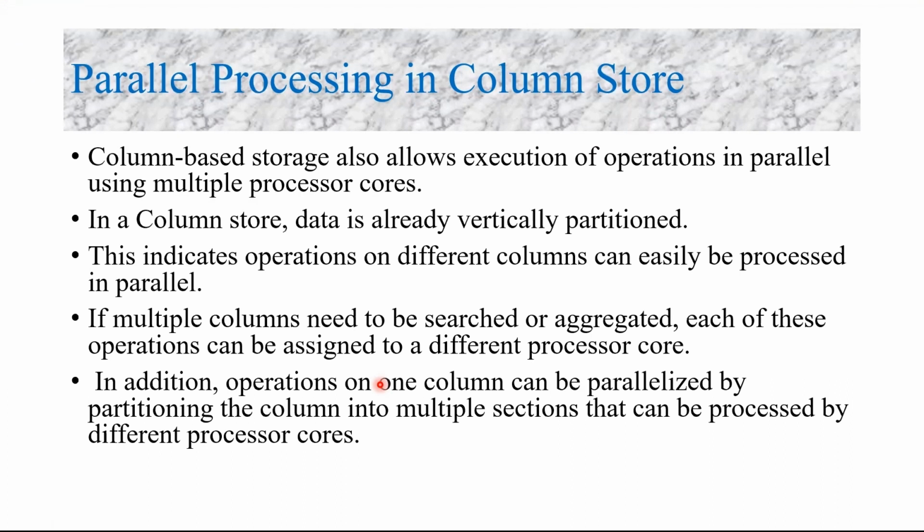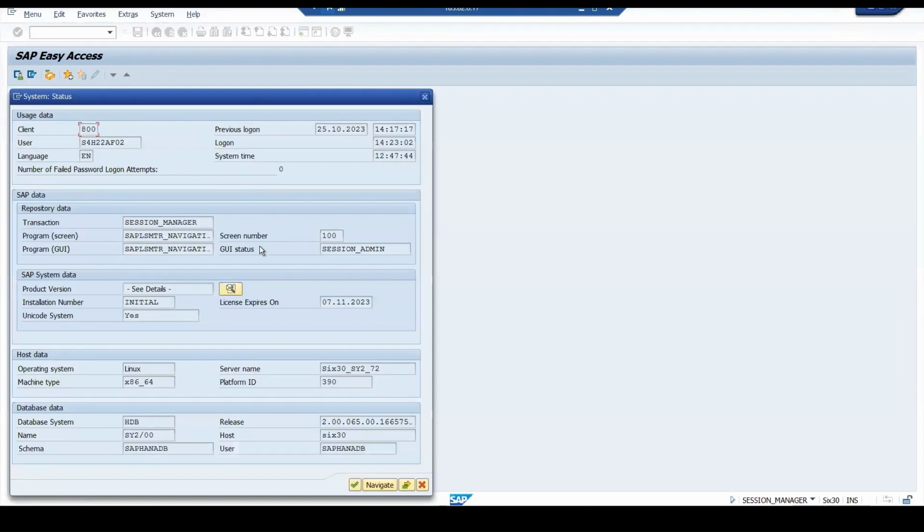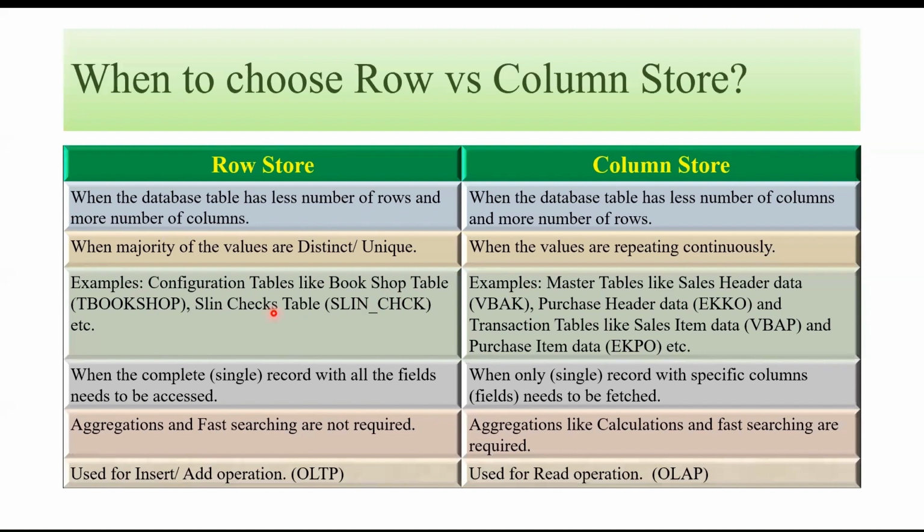So far we have seen data storage types like row store and column store, right? But where can we actually see this in the SAP system? For that, let's log in and see in the system. I have logged into the SAP system, and we can check the database by going to the status. And here you can see the database system is HDB, which stands for HANA Database. We will take one example from each and check in the SAP system.